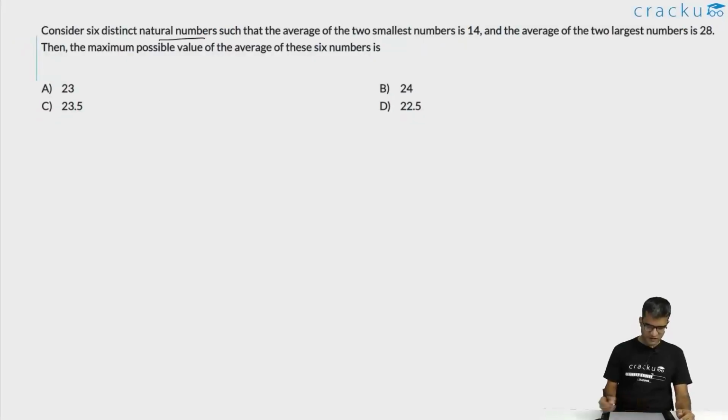In this question, we are told that there are 6 distinct natural numbers such that the average of the two smallest numbers is 14 and the average of the two largest numbers is 28. We are required to calculate the maximum possible average of these 6 numbers.